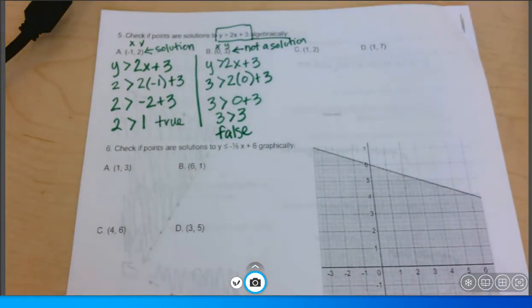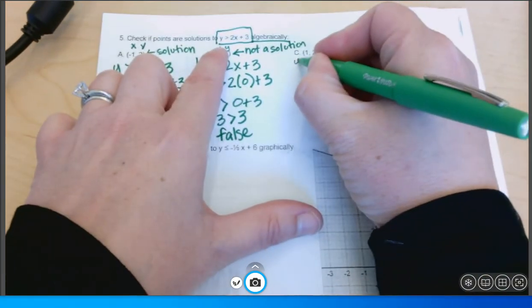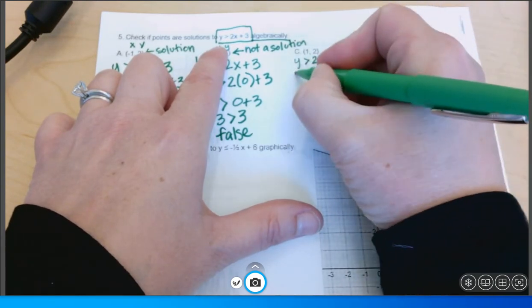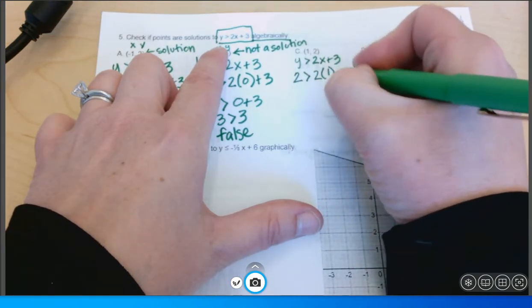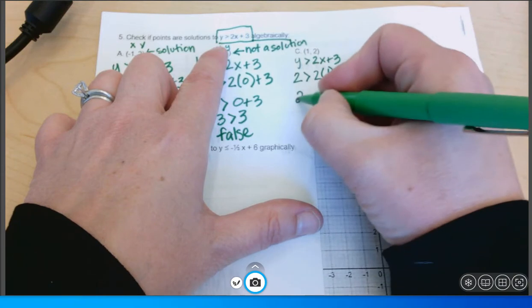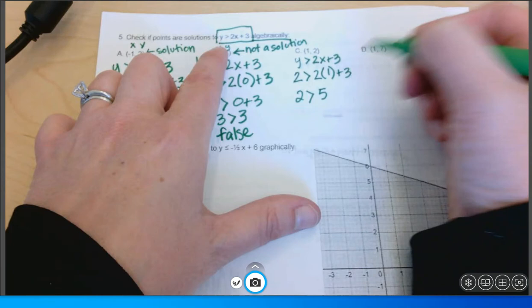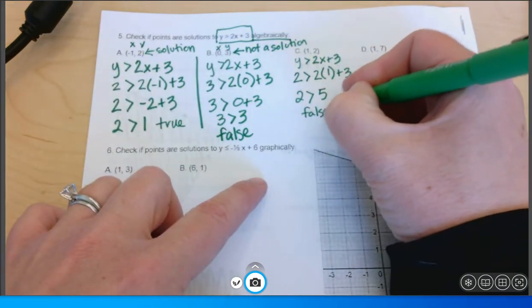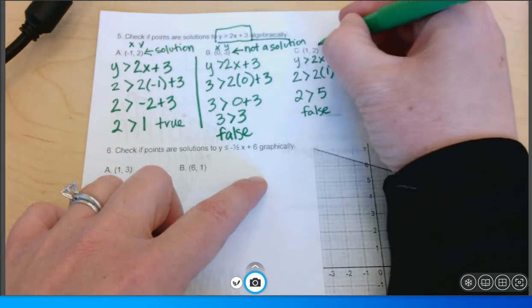All right, so you guys are going to do C and D, and we'll see who needs some help. All right, so I am going to substitute in again. 2x plus 3. I saw some really good work. I saw 2 substituted for the y, and I saw 1 substituted for the x. And I saw you reach the conclusion it's going to be 2 is greater than 5, which is not true. What does that mean? What does that mean about the point 1, 2? It's not a solution. Very good.